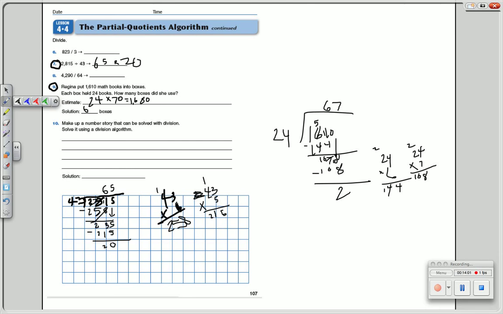So I'm going to need to round up for my remainder. So she's probably going to need 68 boxes instead of 67, because if she wants all the math books in boxes, she's going to need to have an extra box for those extra 2.